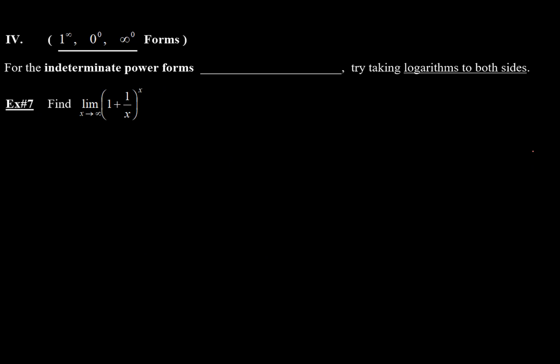All right, indeterminate forms that have powers, we need to use logarithms. Okay, so the indeterminate forms of 1 to the infinity, 0 to the 0, infinity to the 0, you need to try taking the logarithm of both sides. And remember that we use this formula, oh my goodness. So the log, base b of a to the power of p, that p comes down, okay?